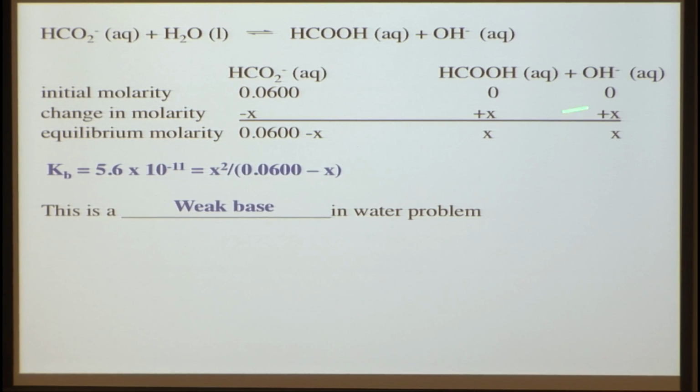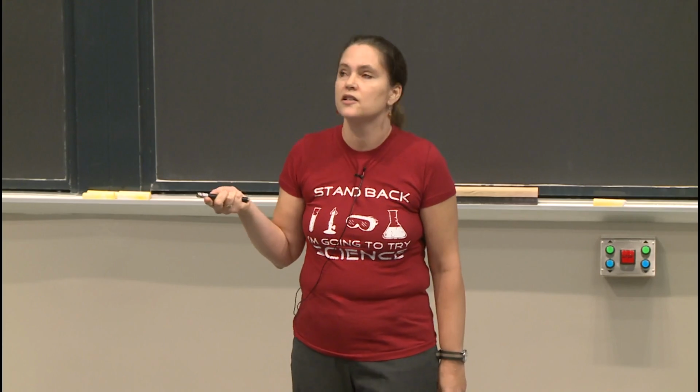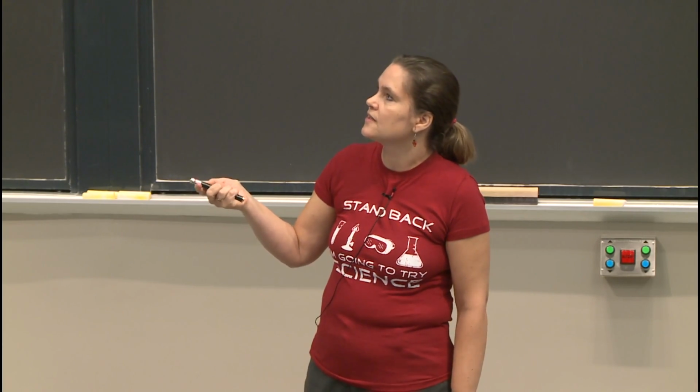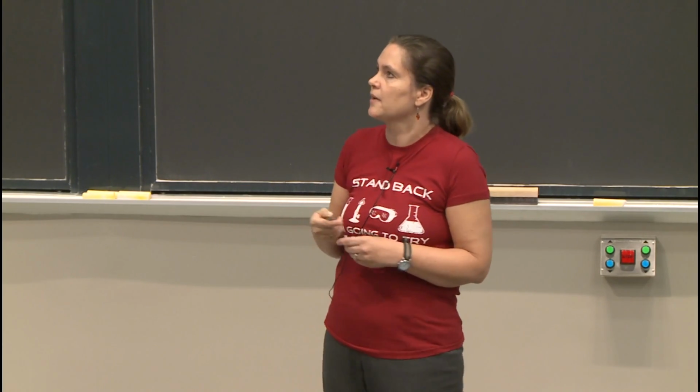And when it's a base in water problem, you should have hydroxide on the other side. So we can set up this expression. We had 0.06 molar minus x, x plus x. And we can use Kb to solve the problem. And Kb in this case is 5.6 times 10 to the minus 11.